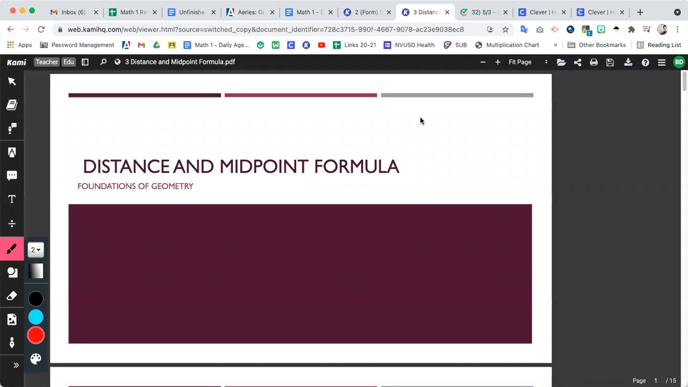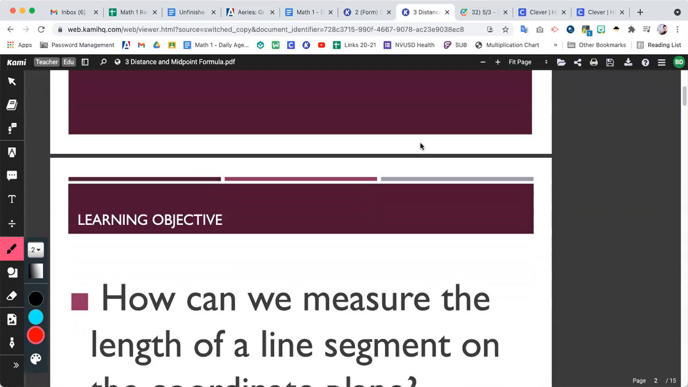Okay, so again, kiddos, distance and midpoint formula today. Remember the formulas that we learned today. You do not have to memorize. You just have to understand how to plug things in. So we're going to talk a lot today about how do I identify the pieces and then plug them into the formulas. Okay, so let's start off with what our objective is.